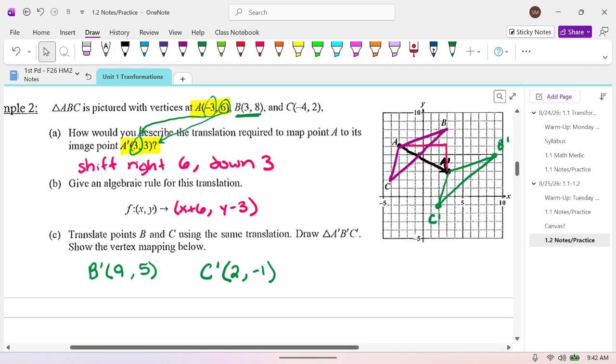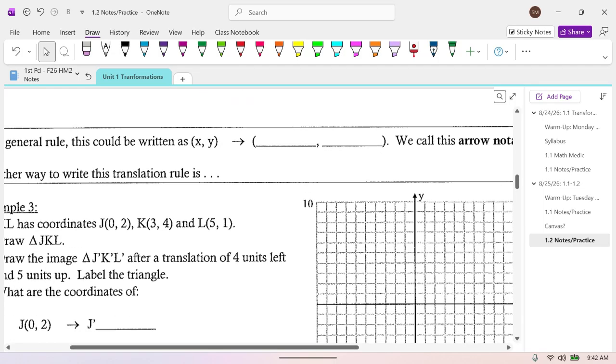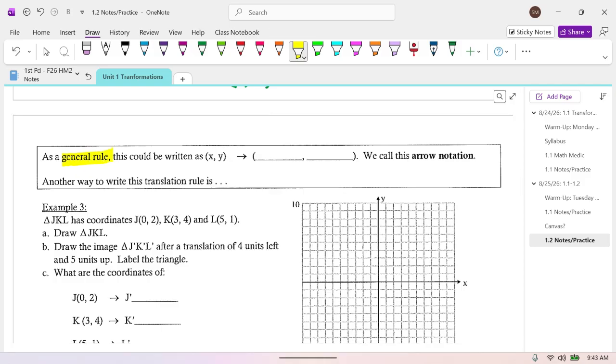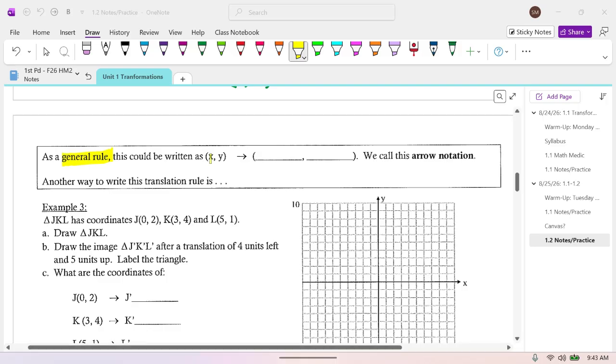All right, any questions? Okay, so we can express translation using arrow notation like we've been doing to find different points in the previous lesson. So what do you think a general rule would be? If you start with a point (x, y), how do you figure out if it's a translation? Or how do you know if it's a translation or not?